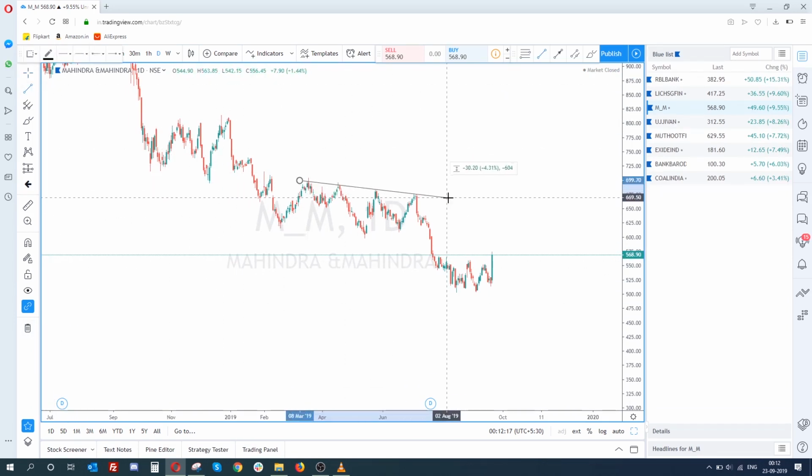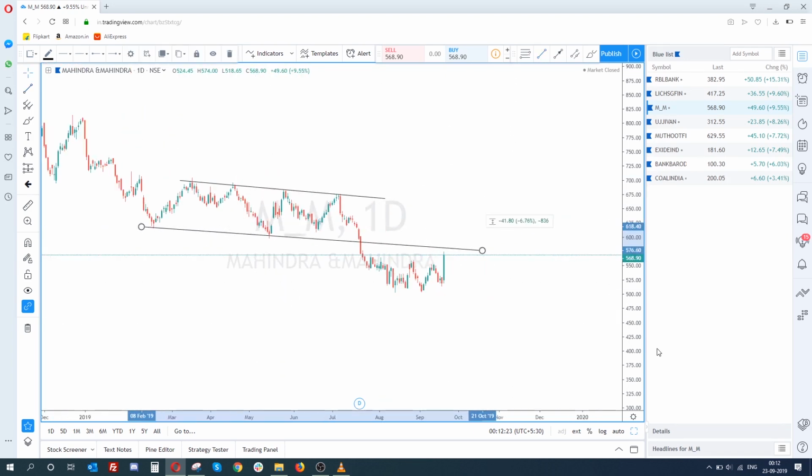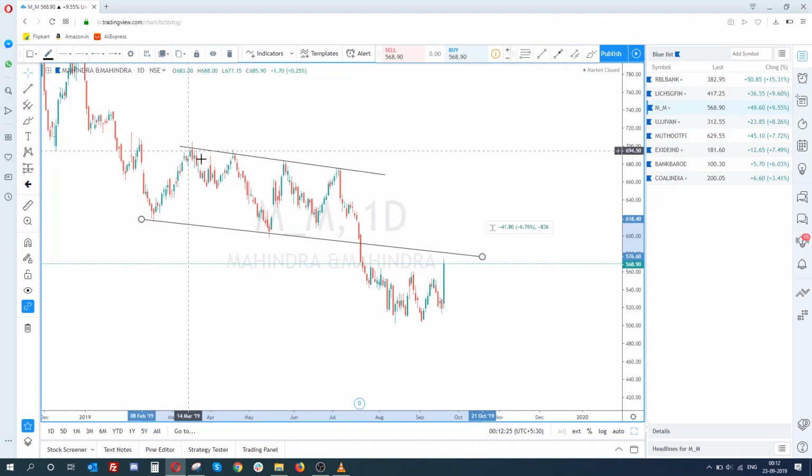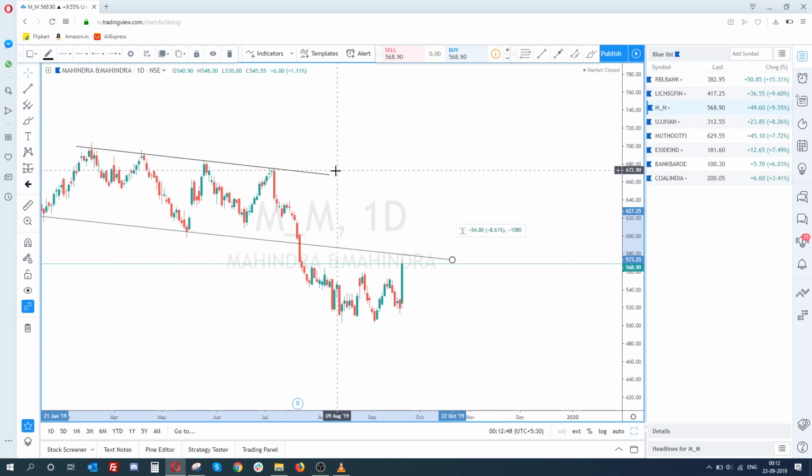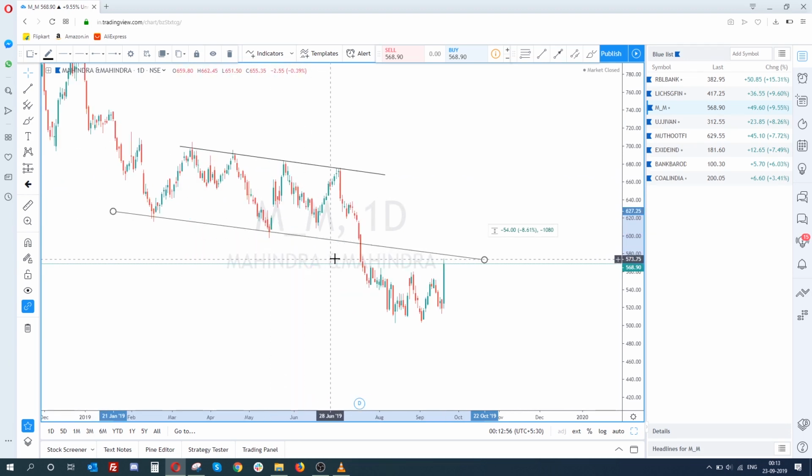This is Mahindra and Mahindra. This is the channel, right? And if you see, there was a constant pressure at the top area, and that is why we connect all these four tops. At the bottom there were two areas where it took supports, and these are considered demand zones. What happened next, there was a huge fall from the supply area, and there was a breakdown, and this is where we make a trade.